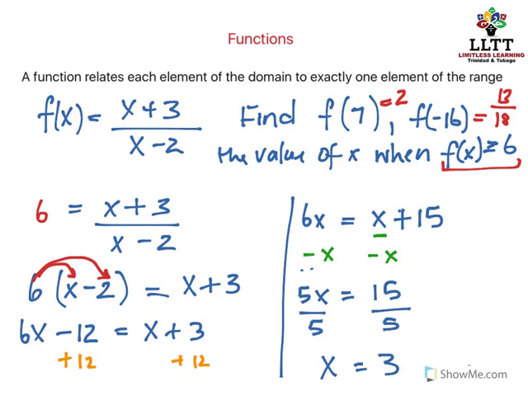So when x is equal to 3, I get a corresponding f of x value of 6, and that's true, because if I were to substitute 3 into my original function, on the numerator, I will get 3 plus 3, which is 6. And on my denominator, I'll get 3 minus 2, which is 1. And anything divided by 1 is itself. So I'll get 6 divided by 1, which is 6. So my answer of x being equal to 3 is correct.